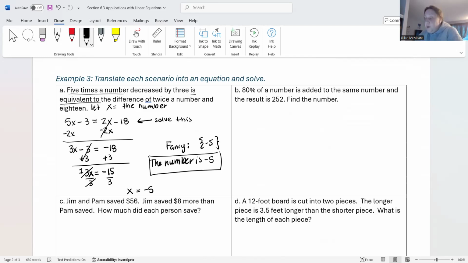All right, for part B, we have that 80% of a number is added to the same number. So that's kind of tricky, but I'll show you, and it's going to make more sense, I think, in future examples. But 80% of a number is added to the same number, and the result is 252. Find the number. First of all, just really quick, in math, when we have percents, we write them as decimals, okay? So in math, percents equal decimals. Okay, so if you're given a percent that's like got the little percent symbol and you need to convert it to its decimal form, no big deal.